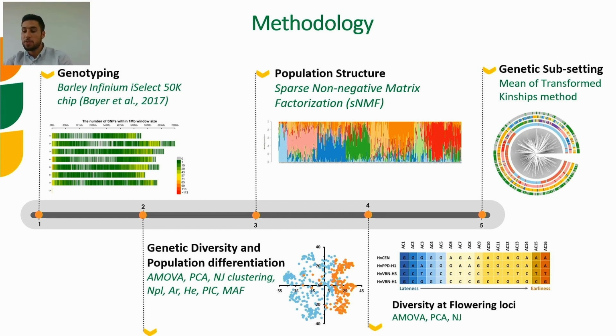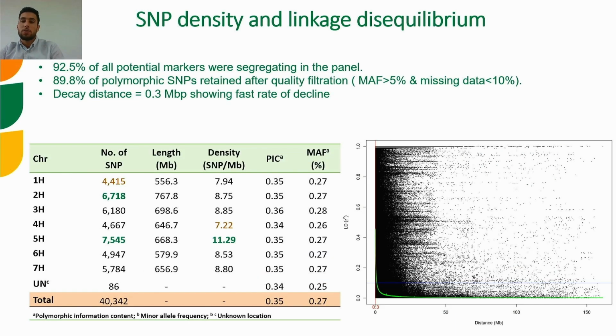The MTK measured the kinship of the genotypes in a subset and identified the most similar sets of genotypes. Out of 43,461 scorable SNP markers, 92% were segregating in the global barley panel and 89% of them were retained after quality filtration using the parameters of minor allele frequency higher than 5% and missing data less than 10%.